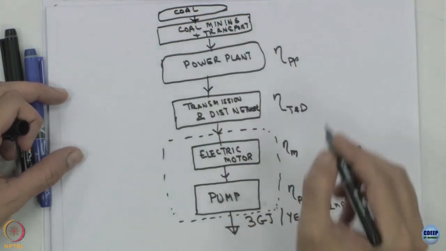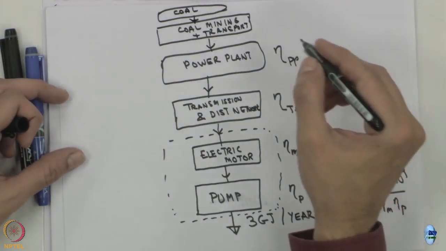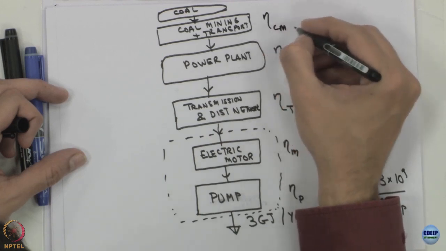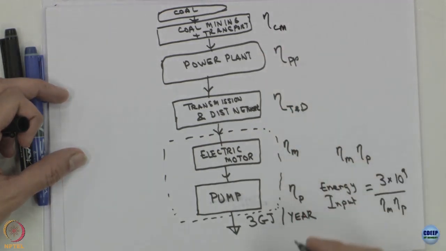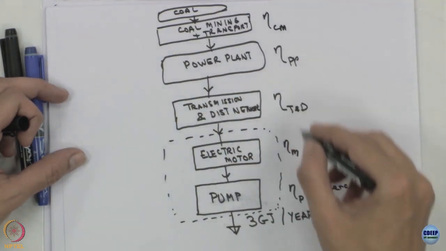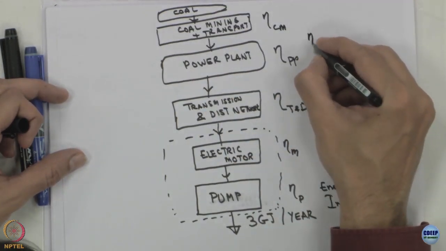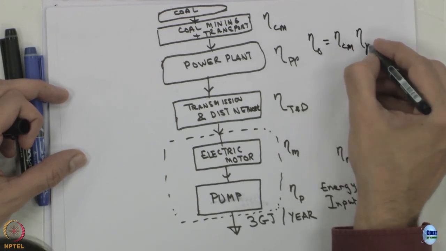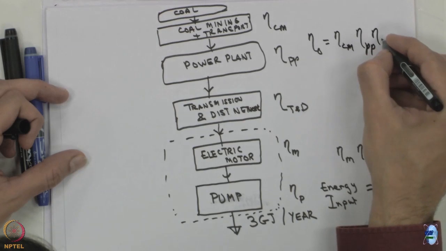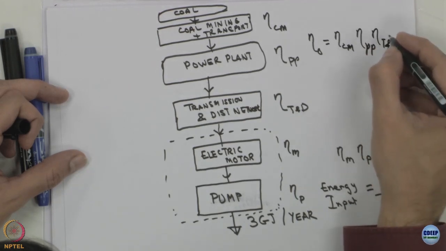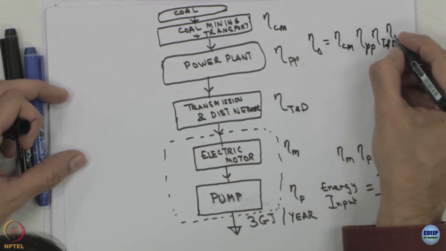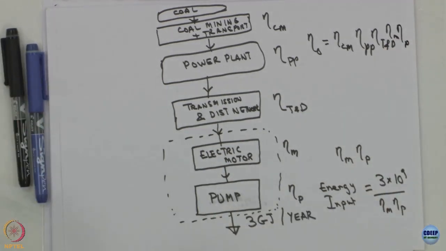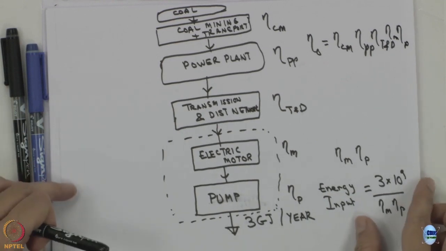Of course, you could have the similar thing from hydro or from any other source, and so here again you will have eta CM. Right. So, if we look at this overall efficiency, this is going to be eta CM into eta PP into eta TND into eta M into eta P. That's the overall efficiency. So, this is what we have just now seen.